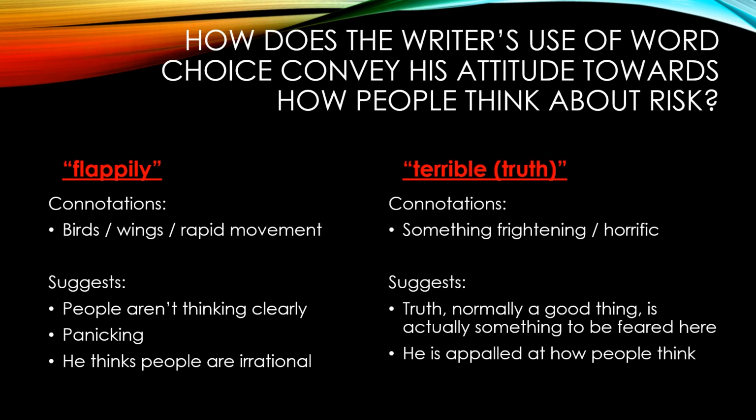Whereas if we look at the word terrible in the phrase terrible truth, well, the connotations there are a bit more straightforward. They're something that is obviously frightening or horrific. But of course, what that suggests is that truth, which is normally a good thing, is normally something we aspire to, but actually truth here is something to be feared. And that tells us that he is, of course, appalled at how these people think. Okay, it's an awful thing for him that people don't think rationally about risk.